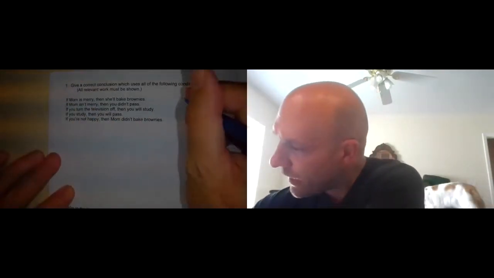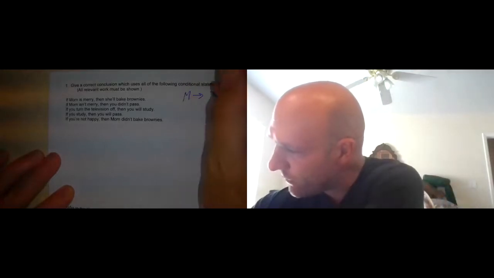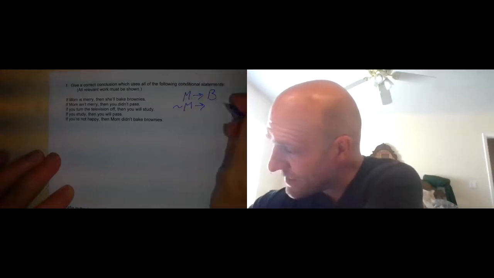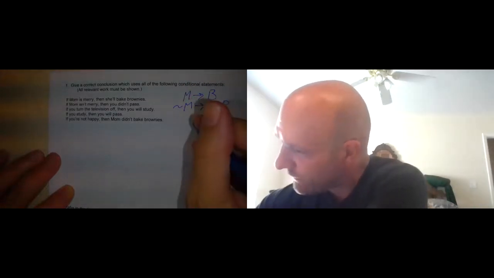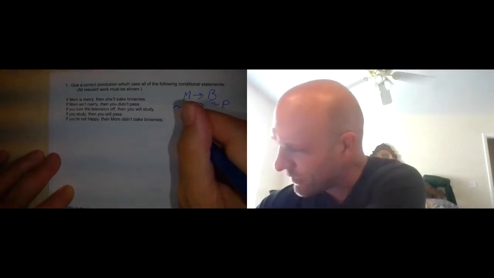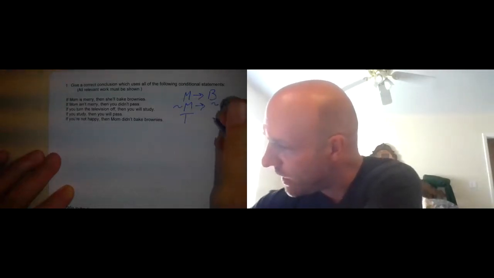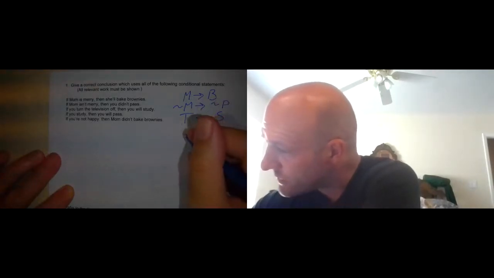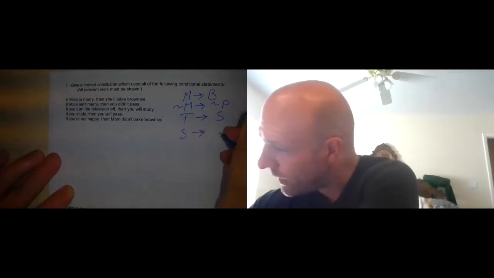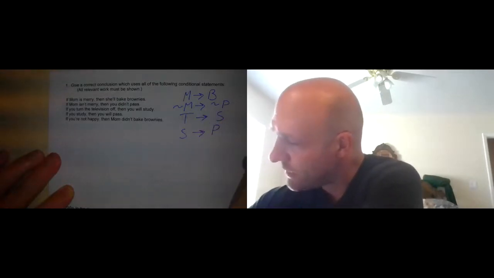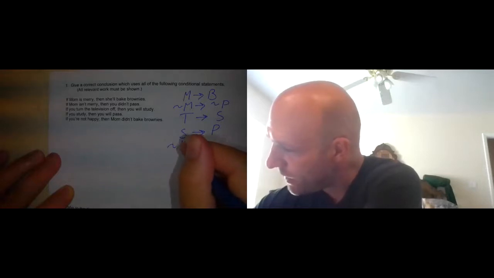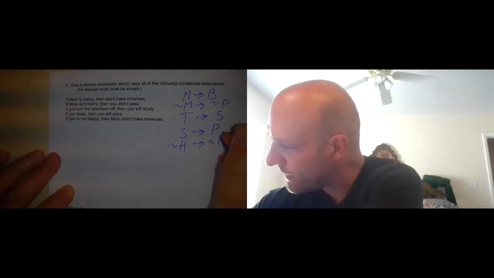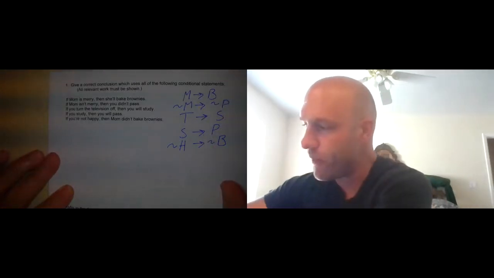If mom is married, then she will bake brownies. If mom isn't married, then you didn't pass. If you turn the television off, so I'm going to call it turning off, it's a T, then you will study. If you study, then you will pass. And if you are not happy, then mom didn't bake brownies. Okay, so the opposite of that one.